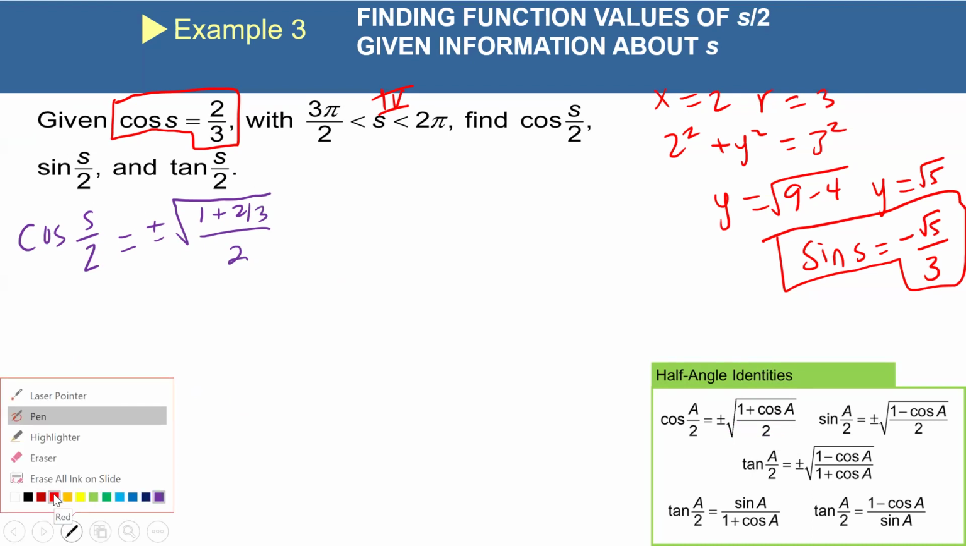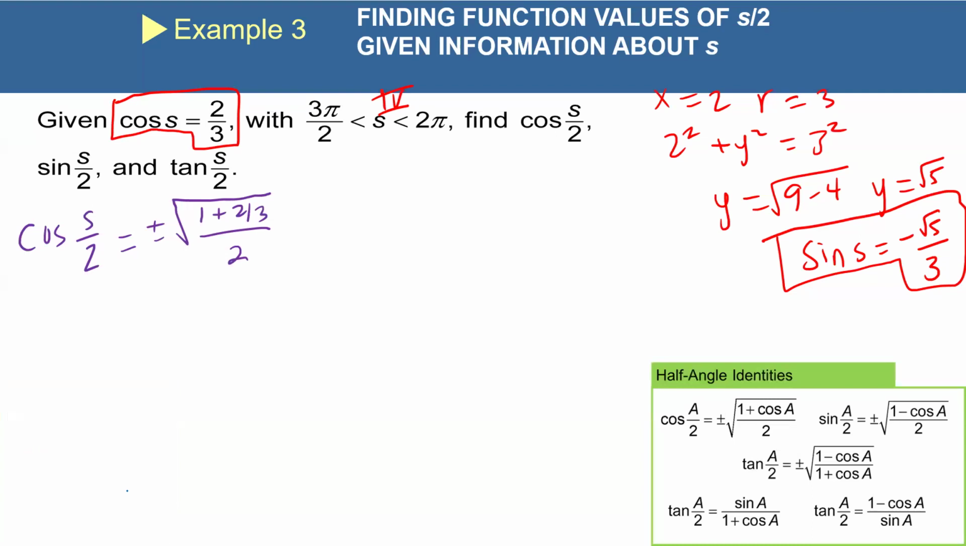Now we're going to do the sine. So the sine of S divided by 2 equals, so using the sine formula, instead of 1 plus cosine, it's 1 minus, so plus or minus the square root of 1 minus, and the cosine of S is 2/3, all over 2.